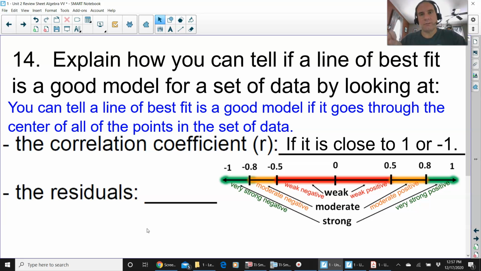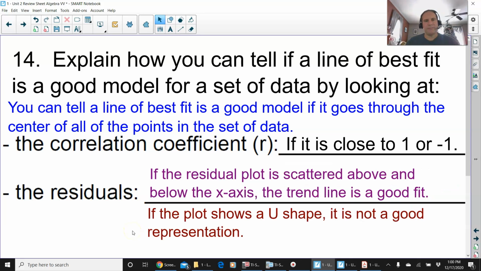So the closer to 0, the weaker that association is, that correlation coefficient. So you want a correlation coefficient that is either very strong negative or very strong positive by being close to -1 or 1. Now we're talking about residual. When is a residual plot good versus bad?